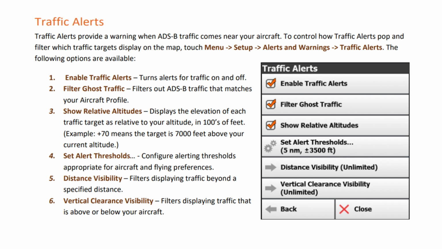And then it allows you to change the distance and vertical clearance visibility for traffic. So, for example, for the vertical clearance, you can change that from being unlimited to maybe 10,000 feet above you in case you're not flying at flight level 600. It also allows you to change the distance visibility, so in case you just wanted to show aircraft that are within 10 miles or so, you can do that instead of having an unlimited visibility within like 30 miles.